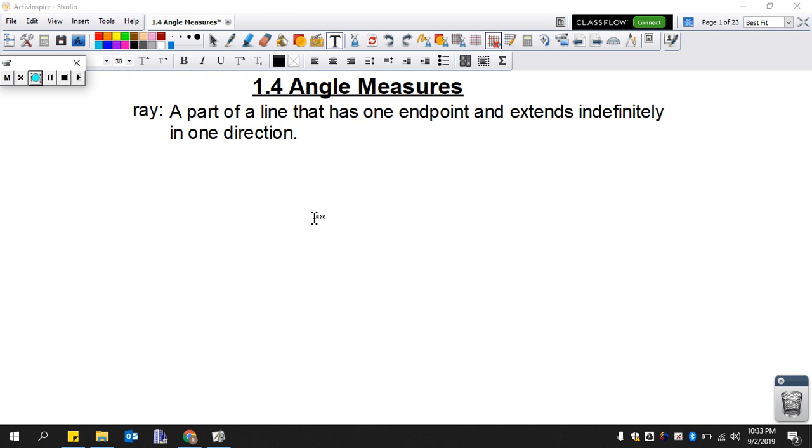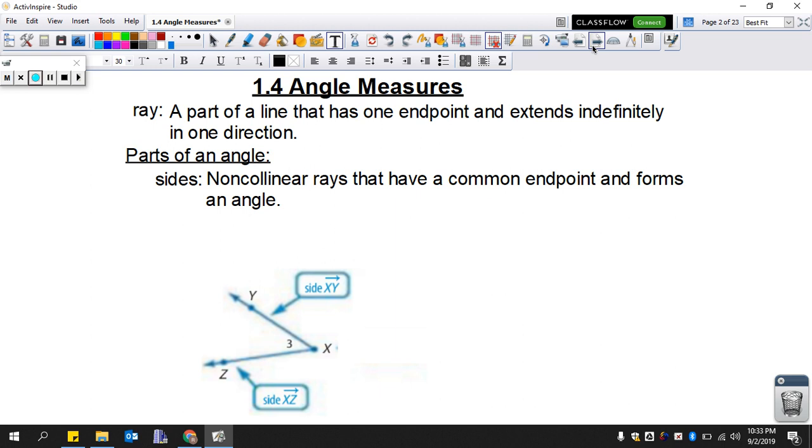Okay, today we're going to be talking about angles and angle measures. The first thing that we need to talk about when we're talking about angles are the different parts and what makes up an angle. The primary part of an angle is a ray. A ray is a part of a line that has one endpoint and it extends indefinitely in one direction.